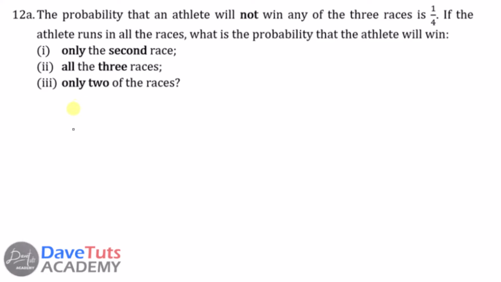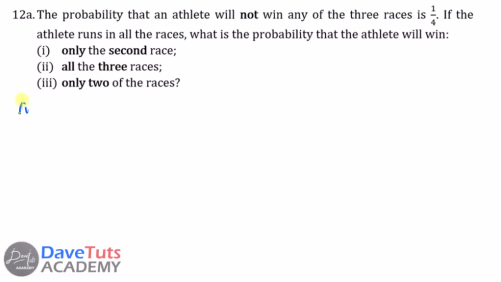Here in this question on probability, we are told that the probability that an athlete will not win any of the 3 races is 1/4. So we need to know that we are talking about the probability of him not winning. That means this is the probability of him losing the race. Okay, so we are being told that if the athlete runs in all the races, what is the probability that the athlete in the first case will win only the second race, then in the second case, all the 3 races, and in the third case only 2 of the races.